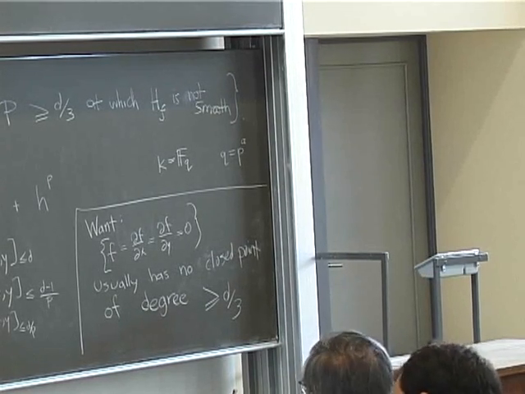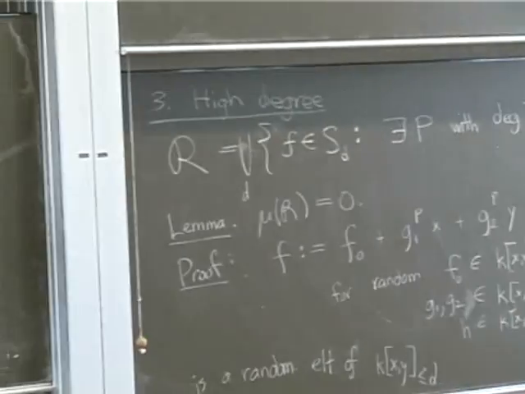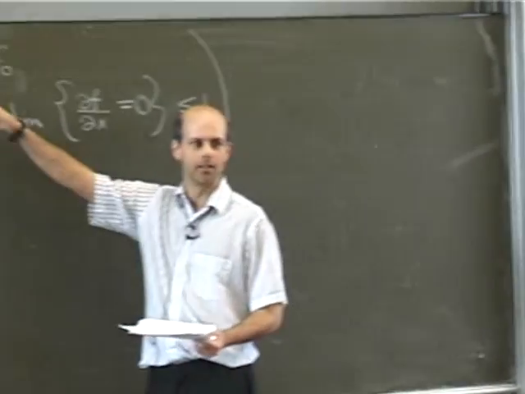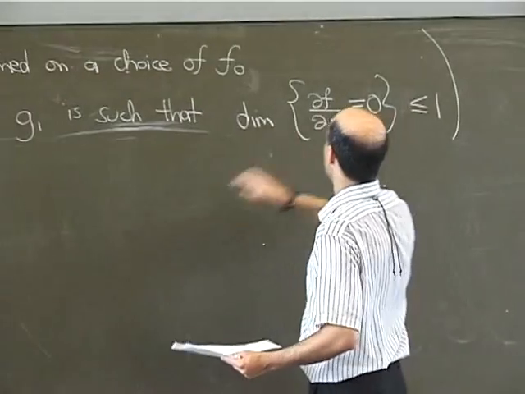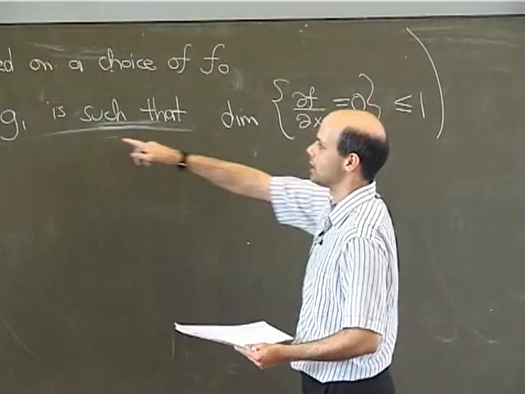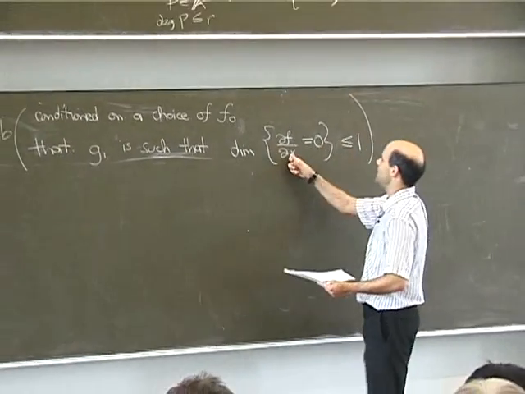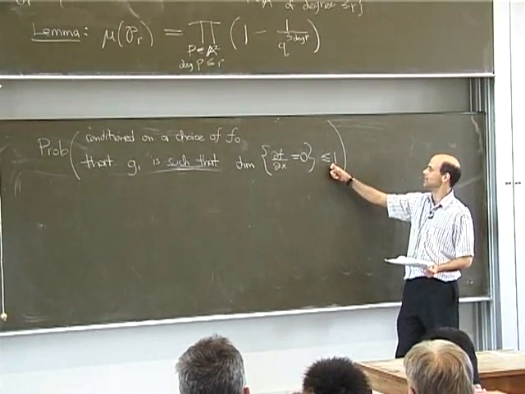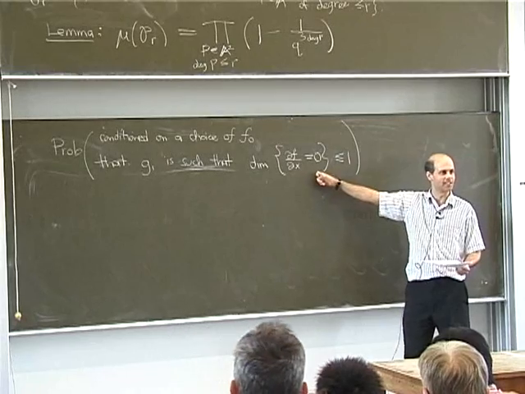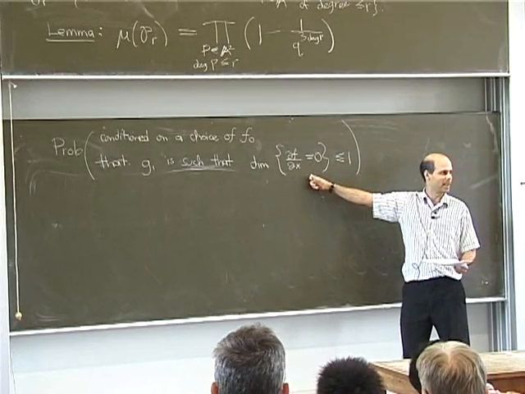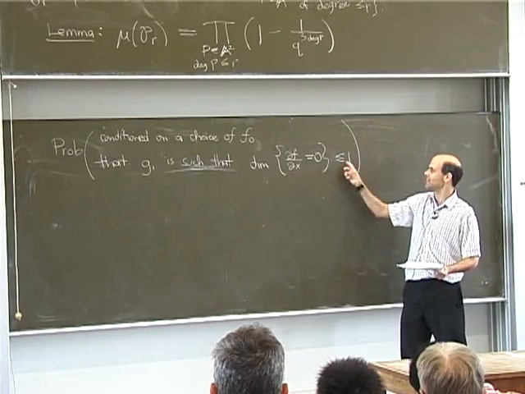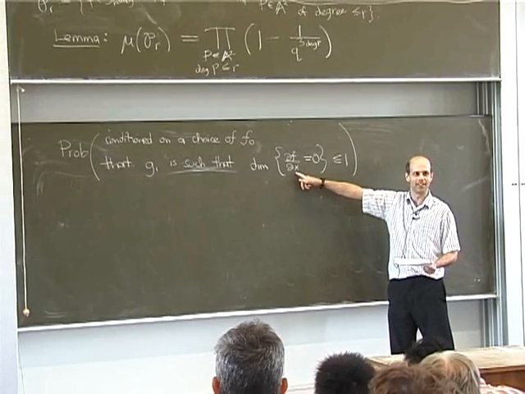And it is true that most of the time, even if I've already fixed f0, this partial derivative depends only on g1. And most of the time, if you choose g1, this set will be at most one-dimensional. In fact, meaning that it's not the whole space. Because all I need for this to happen is that this polynomial be non-zero.